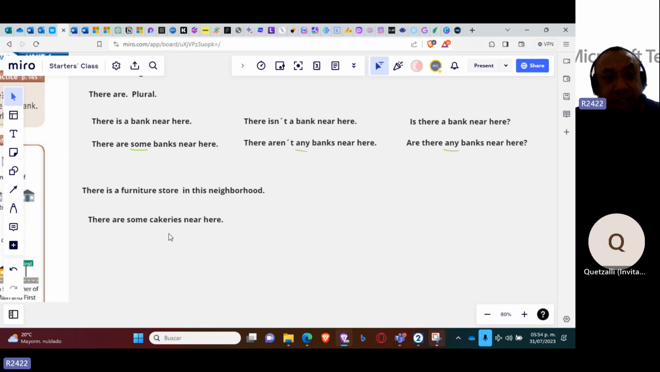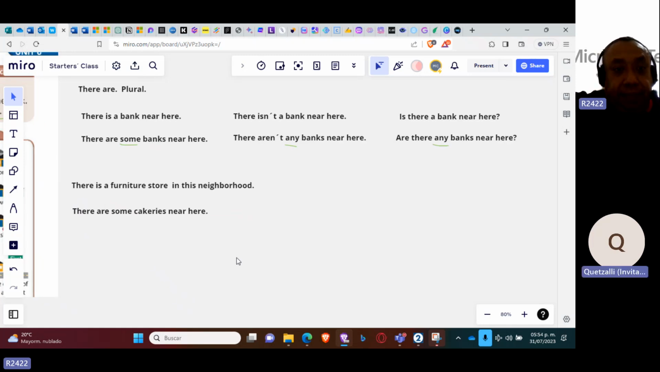Kesali, how do you change to negative? The negative for there is a furniture store in your neighborhood, and the negative for there are some cakeries near here, please. There isn't a furniture store in the neighborhood, and there aren't any cakeries near here. Well, Kesali, how do you say the question? Is there a furniture store in this neighborhood? Good. And are there any cakeries near here?